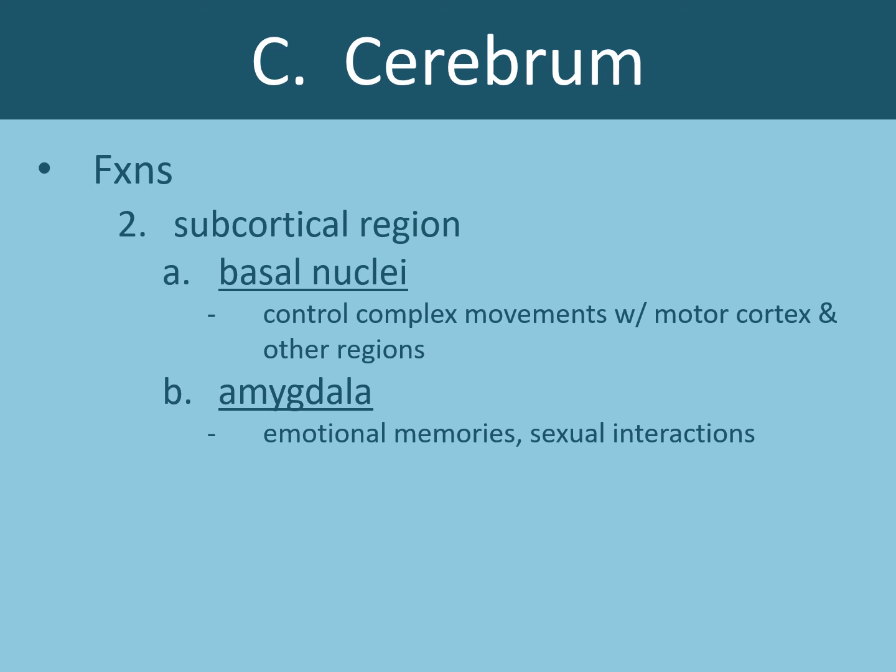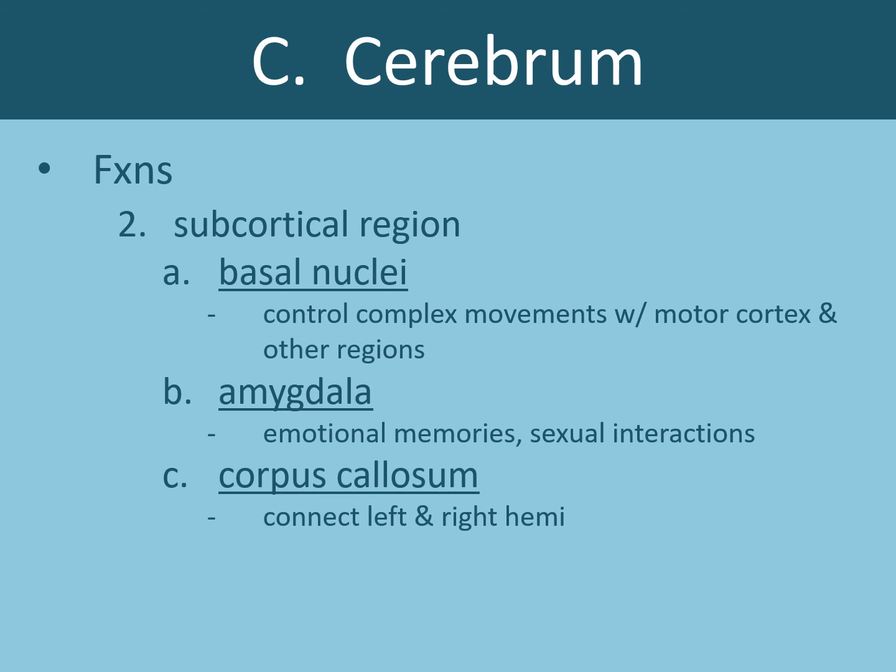The amygdala is involved in emotional memories and sexual interactions. And the corpus callosum is the area of the cerebrum that connects the left and right hemispheres. This is where motor and sensory information crosses to opposite sides of the body. This is in part why the right hemisphere of your brain controls the left side of your body, and the left hemisphere of your brain controls the right side of your body.